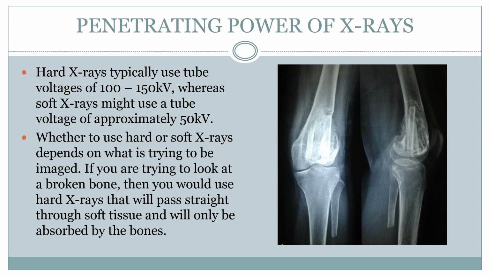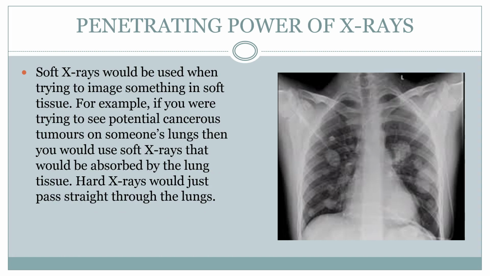So if you use hard X-rays, those hard X-rays will tend to pass almost unimpeded through the soft tissue and will only be attenuated to any degree by the bones. That will make the bone stand out amongst the soft tissue. On the other hand, if you were trying to use X-rays to look at soft tissue itself, then you would use much softer X-rays so that they are absorbed by the soft tissue, rather than just passing straight through it like a hard X-ray beam would.